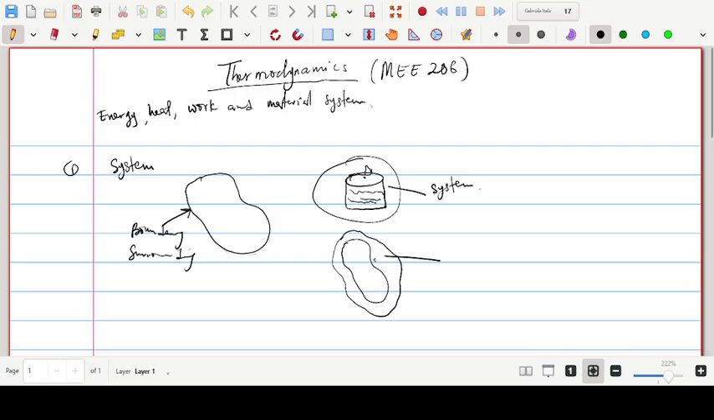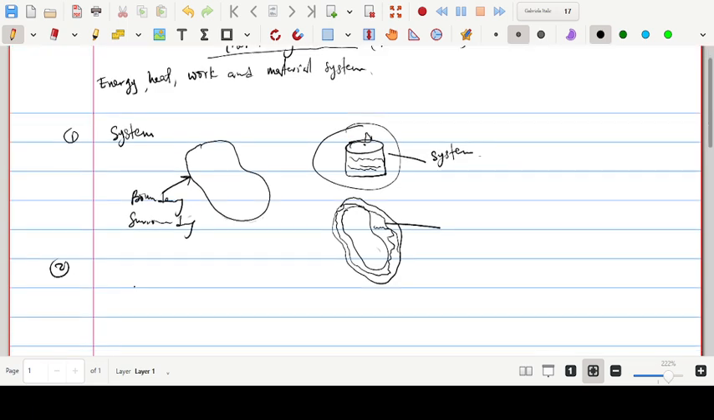This is now the identifiable boundary. But here, anything outside this boundary is regarded as the surroundings or the environment. So from here, these are the surroundings or the environment. So what we are studying is regarded as the system. Now, another thing we must understand clearly is what we call control volume.